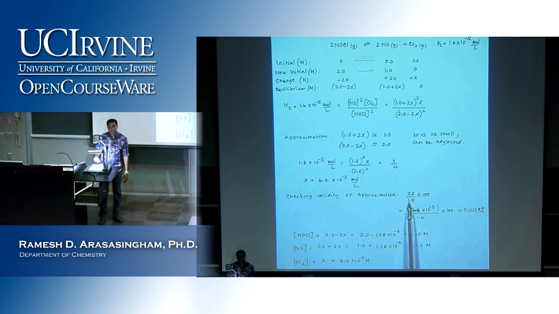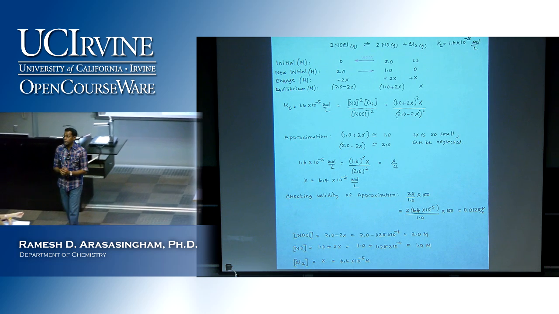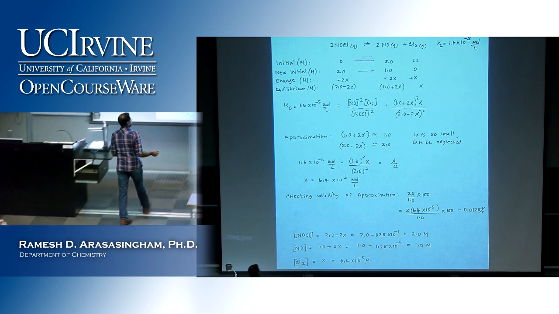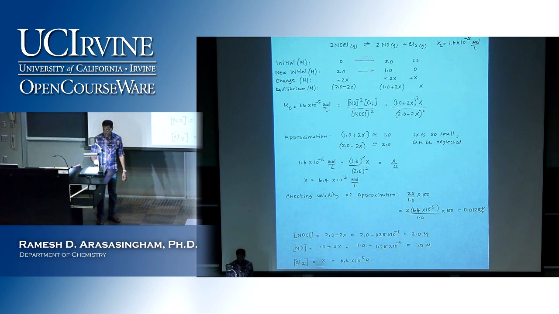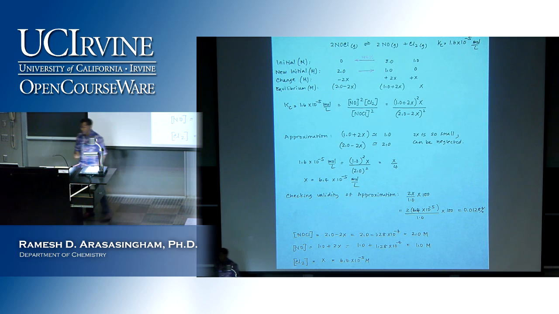You can do a quick check of validation: 2x over 1 times 100 gives you 0.0128%. So you know that this is well below our 5% threshold, and therefore this approximation is valid. Now we can say NOCl is 2 minus 2x, and this number is so small compared to 2 that its concentration hardly changes, so you can neglect the small amount. The concentration of NO is 1 plus 2x. If you take 1 and add this really small number, it hardly makes a difference within the significant figures. And then Cl2 would be 6.4 times 10 to the negative 5.